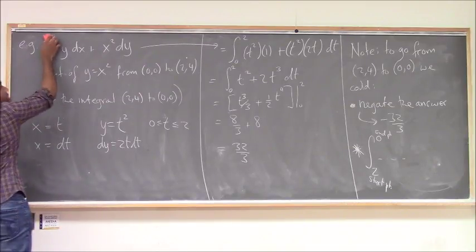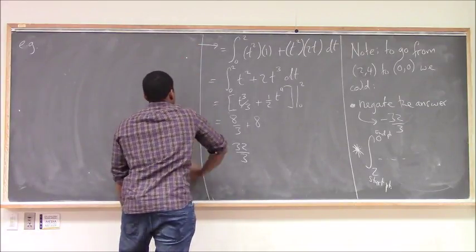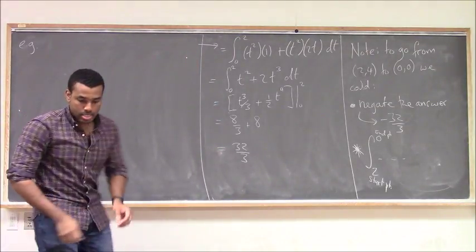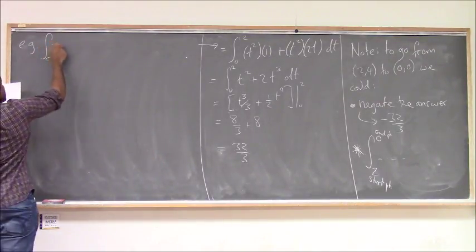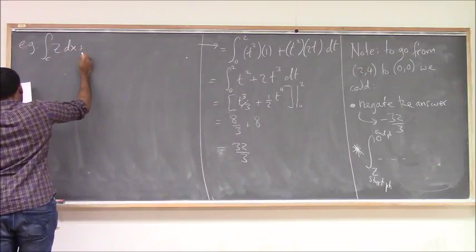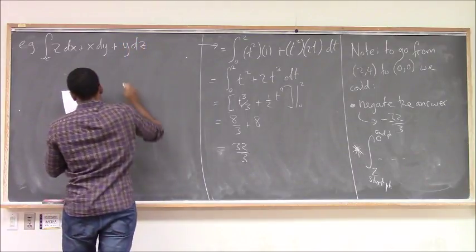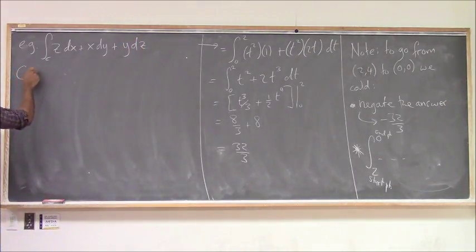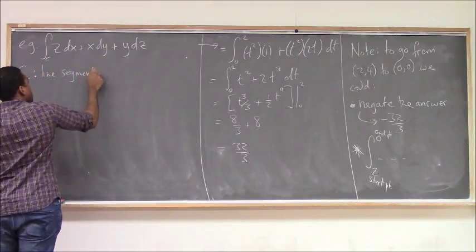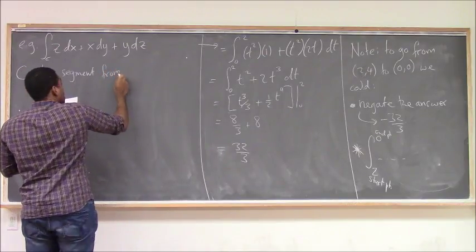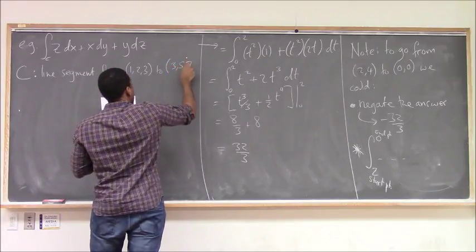Let's do another one. So we need some variety in our lives. Here my C is the line segment from 1, 2, 3 to 2, 3, 5, 7.